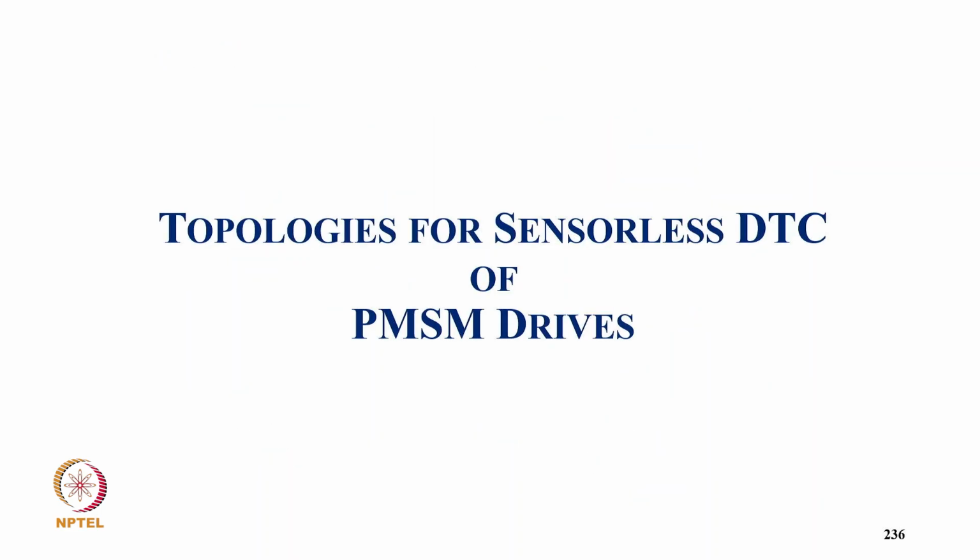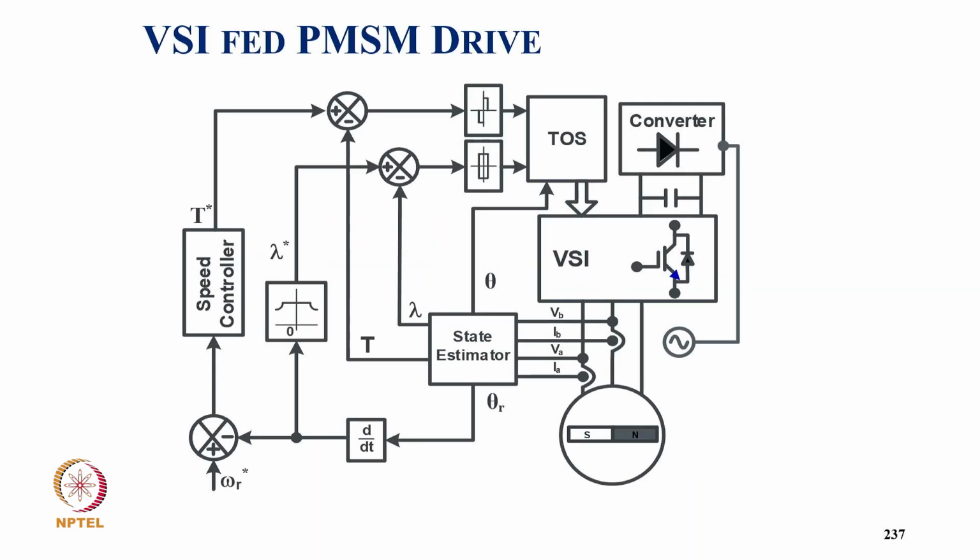Now coming to the topology of sensorless direct torque control of PMSM drive. This is typically with the voltage source, so we sense the voltage and current and get the position and speed, and then the speed controller, and from the speed we get the reference flux and torque, and then we have the estimated torque, flux and position. From these we get a 3-level torque controller and a 2-level flux controller to get dTe and dPsi, and from the position we get the sector, and then we go to the table of optimal switching to get the switching signal for the voltage source inverter.